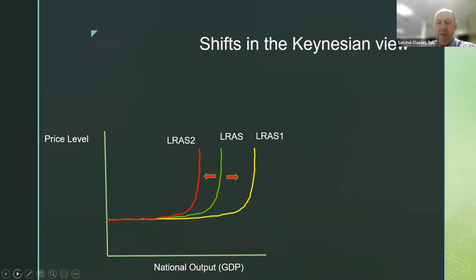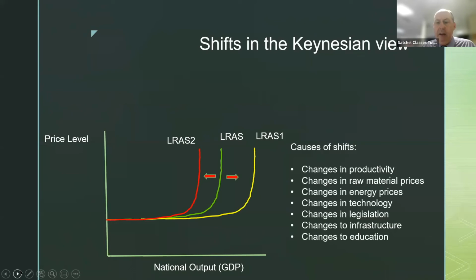So shifts in the Keynesian view, again, we have the same causes of those shifts, and you can see the curve still remains flat, but we shift it outwards to the right or inwards to the left. So again, change in productivity, it's exactly the same as the classical view: change in productivity, change in raw material prices, energy prices, technology, legislation, infrastructure, and education.